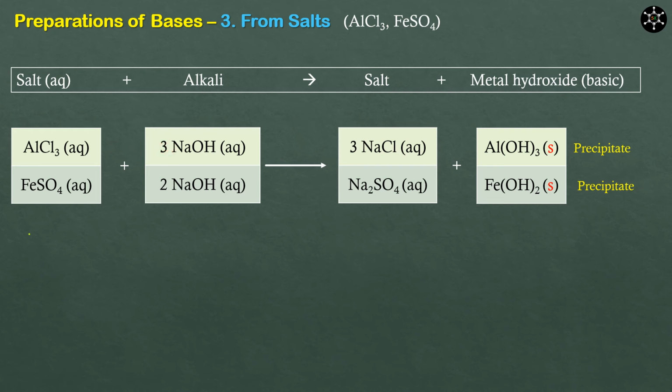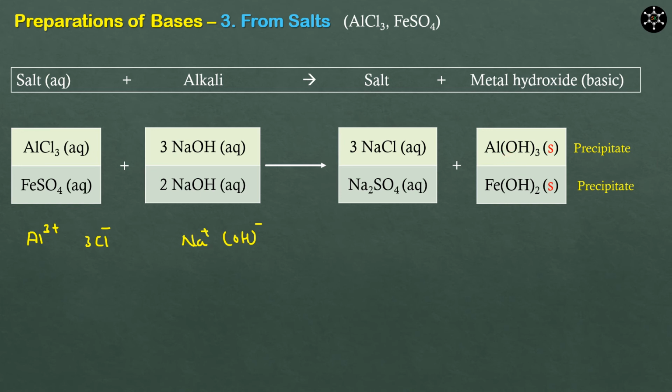From aluminium chloride, we are having aluminium 3 plus and 3Cl minus. From sodium hydroxide, we are having Na plus and OH minus. Positive of this and negative of this, when we put together, we get aluminium hydroxide.